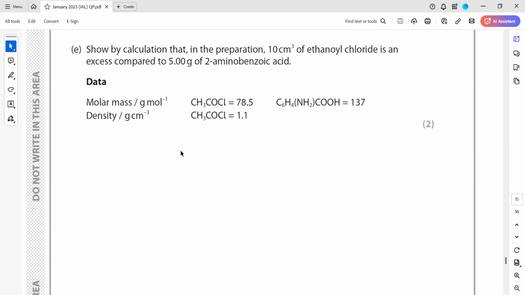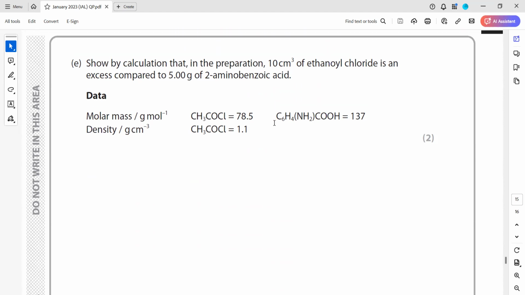So by calculation, in the preparation, 10 cm cube of ethanoyl chloride is in excess compared to 5 gram of 2-aminobenzoic acid. So just work out the moles of each and then compare the moles.